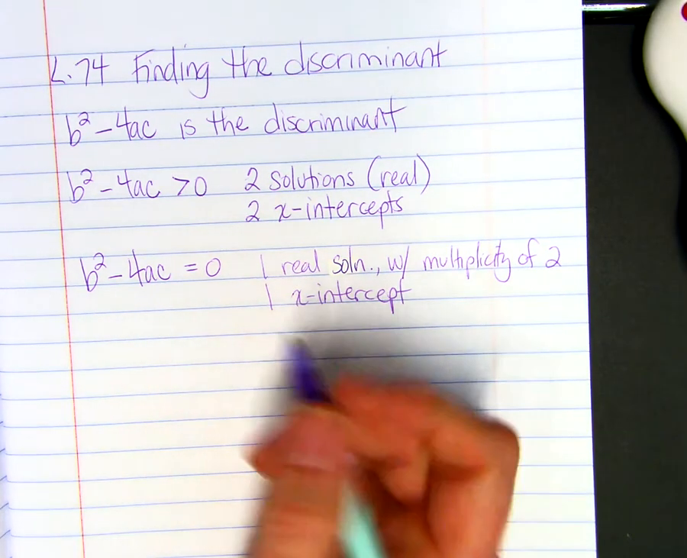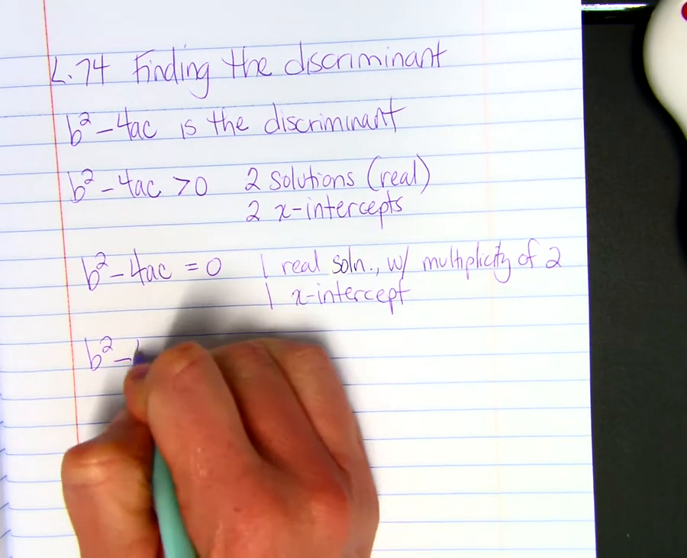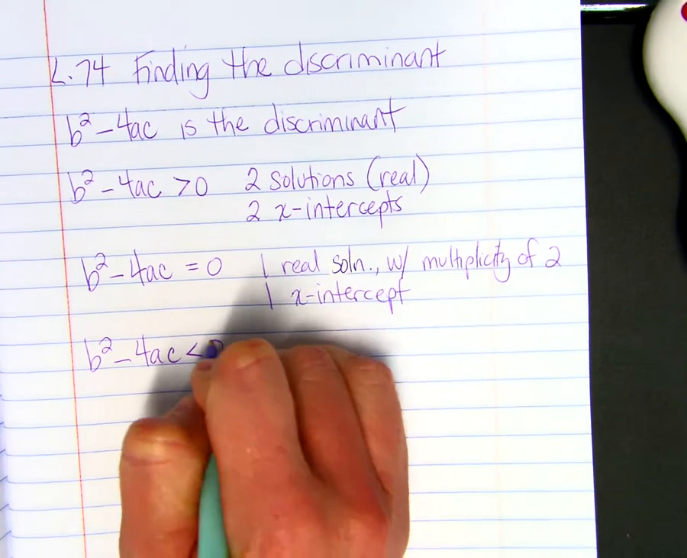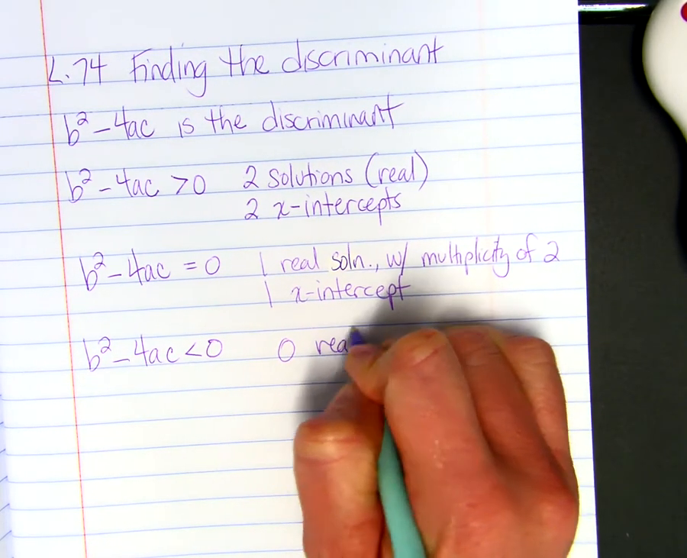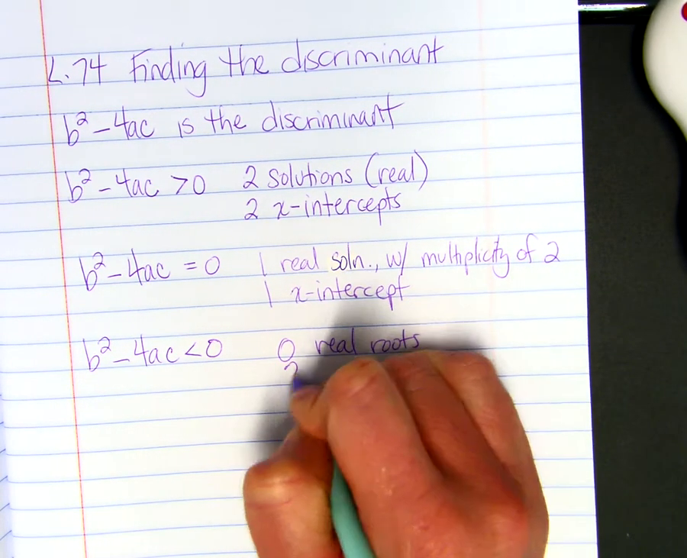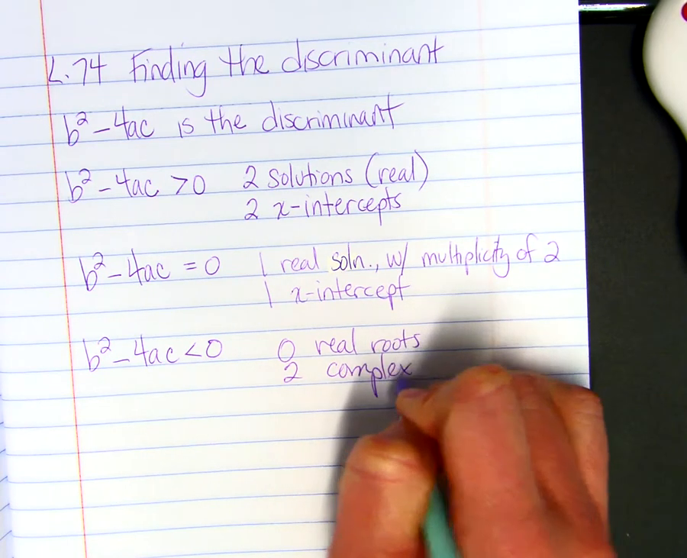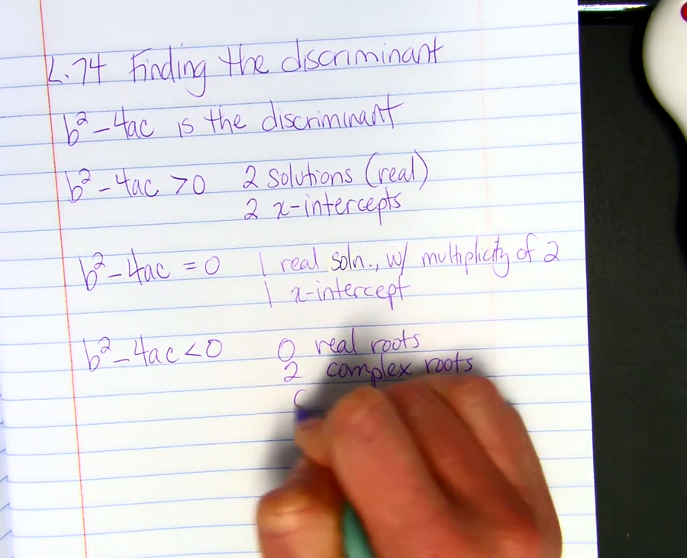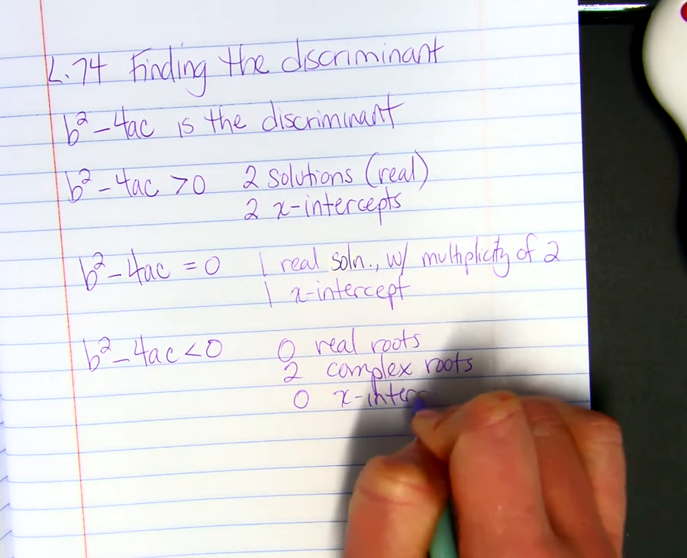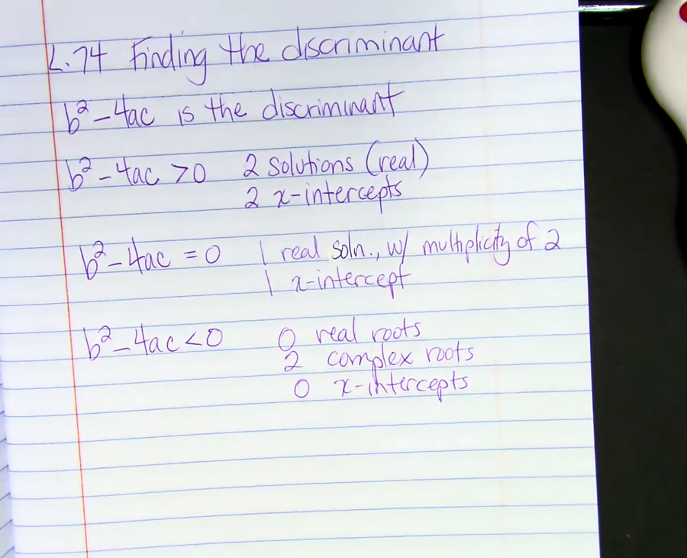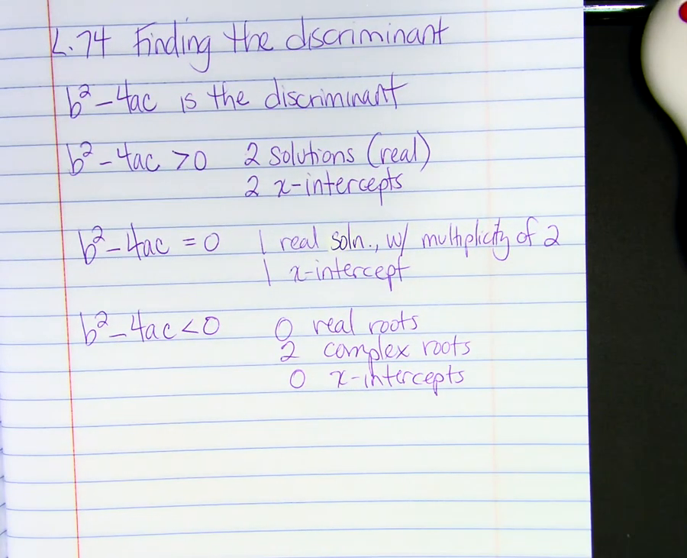Then if you have the discriminant less than 0, you're going to have 0 real roots, 2 complex roots, and 0 x-intercepts. So I'm going to show you a few examples of how we would want to use the discriminant.